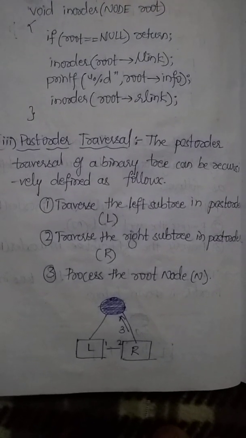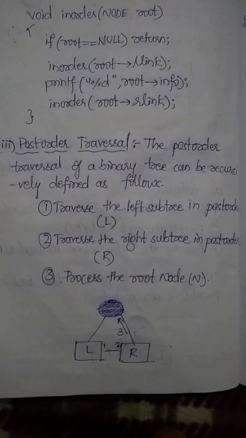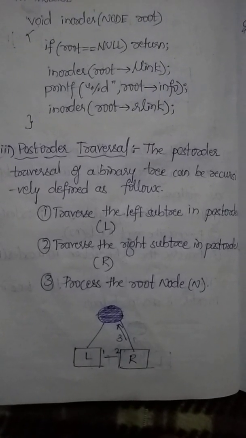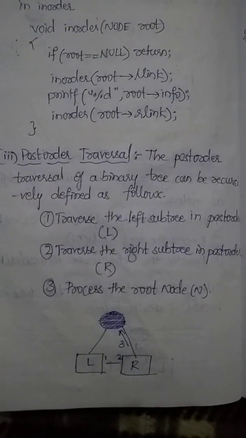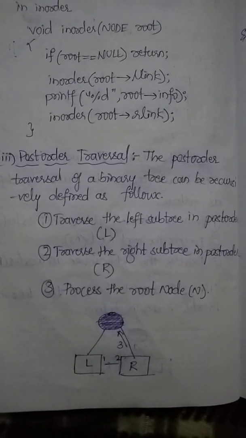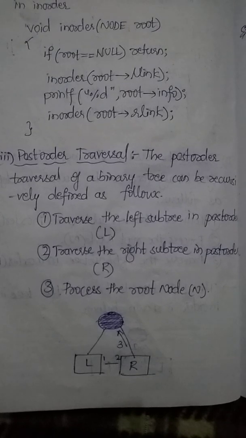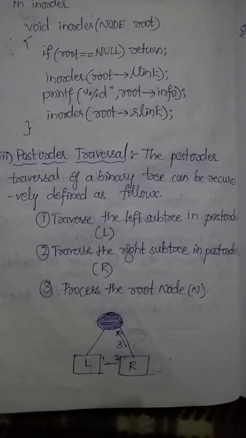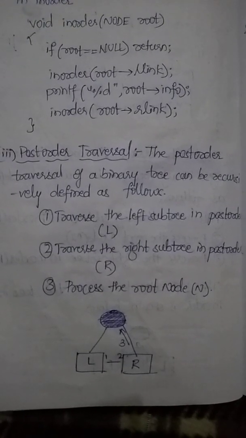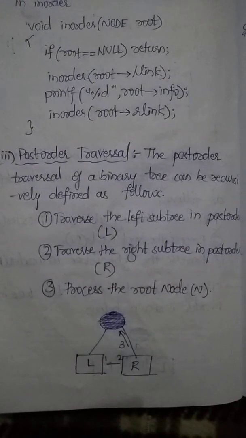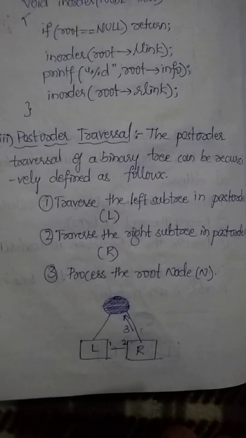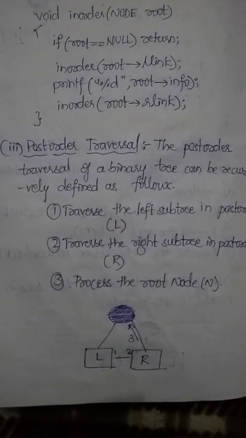Next traversing, we discuss the post order. In the post order traversal of the binary tree, we call recursively the following steps. First we will go for the left subtree, then we will go for the right subtree, lastly we will process the root node. Post means at the last, so the root node will be processed at the last. So first will be the left subtree, second will be the right subtree, then the root node will be at the last. You can see the diagram how it indicates the traversing method.